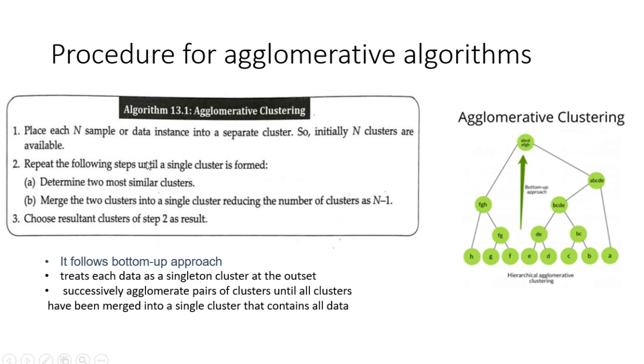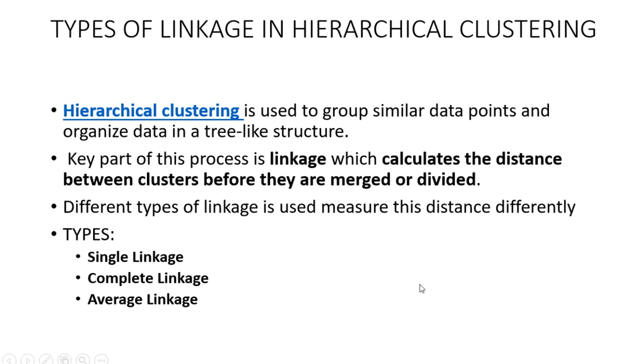Now I will repeat this process in a loop until I finally reach the stage where I have just one single cluster. So this step 2 will be repeated until I form one big cluster. So that is the agglomerative algorithm.